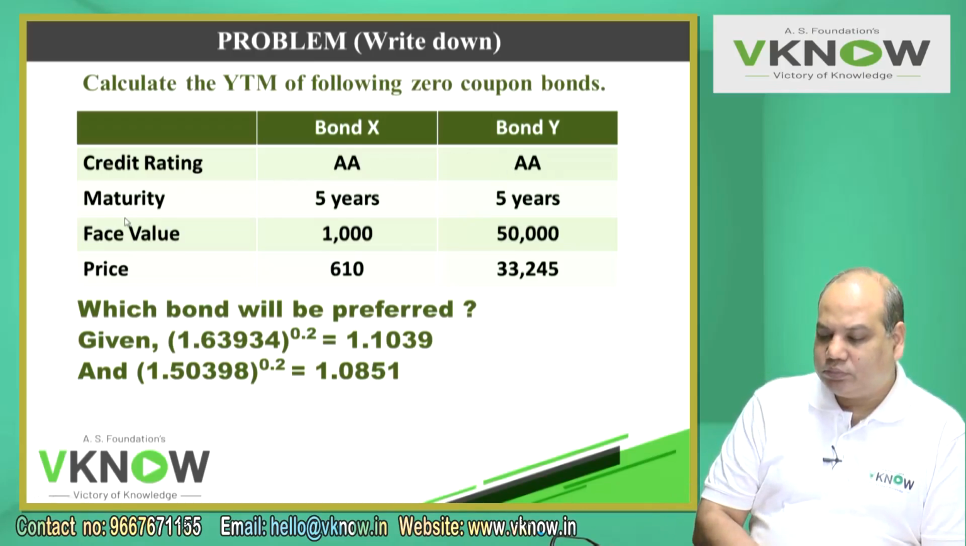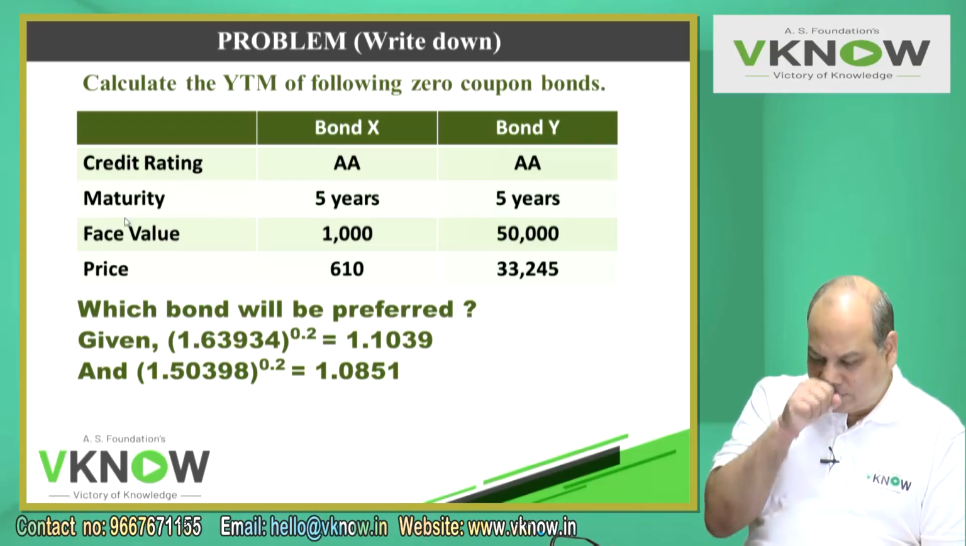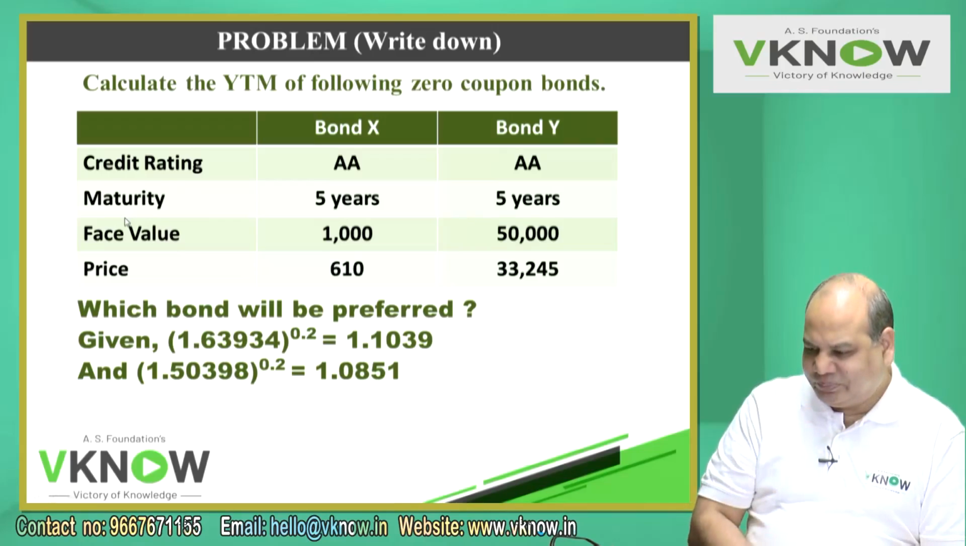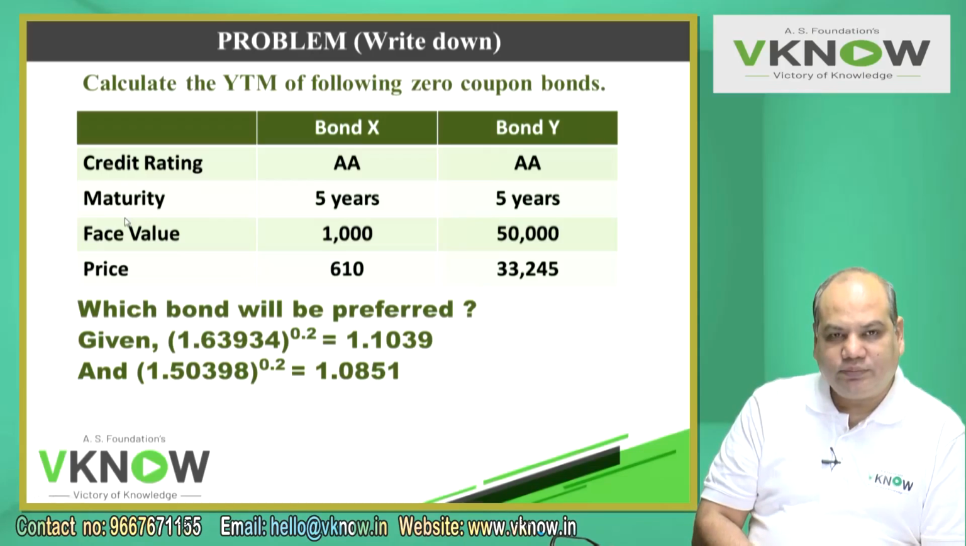Maturity. Both bonds have same maturity also, 5 years. Face value 1,000, 50,000. Price is 610, 33245. Which bond will be preferred?